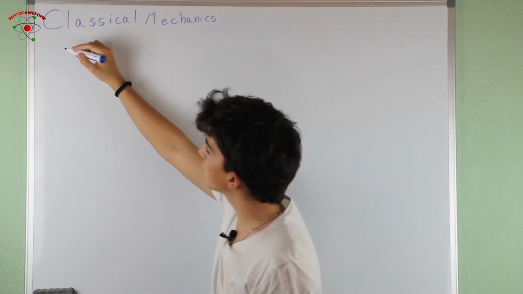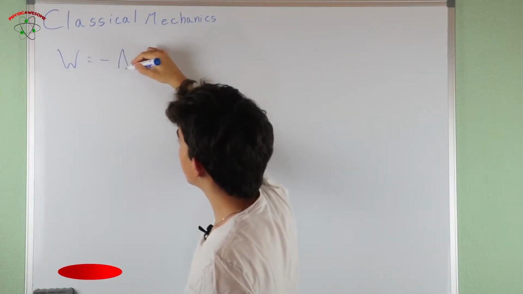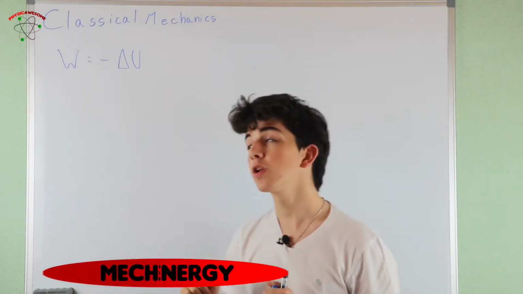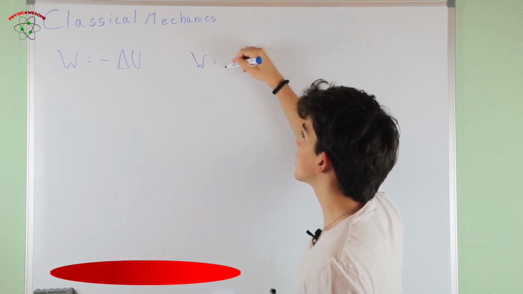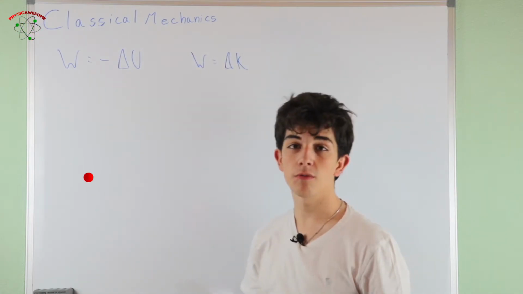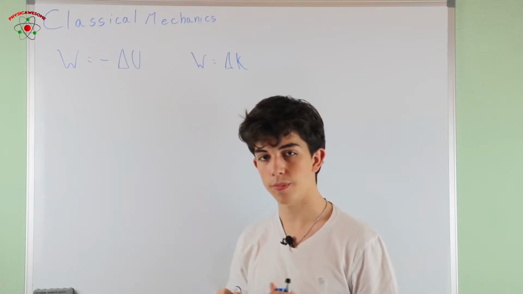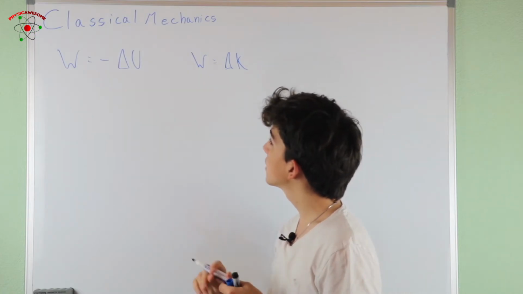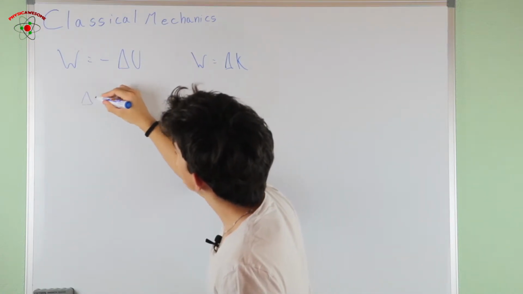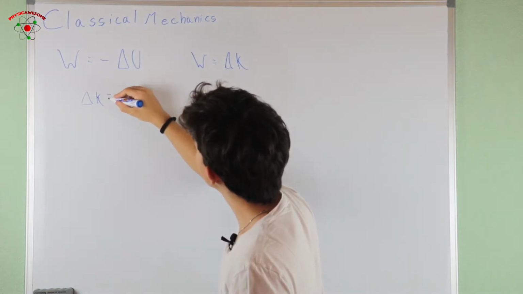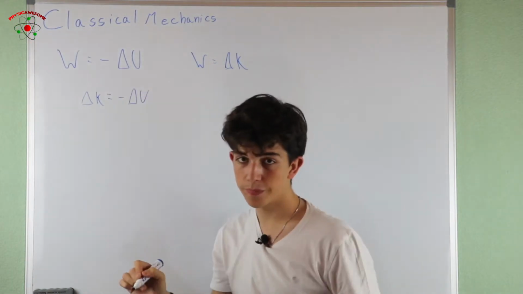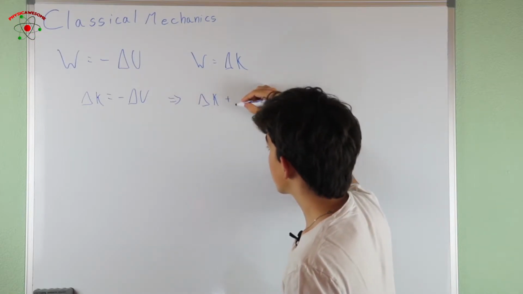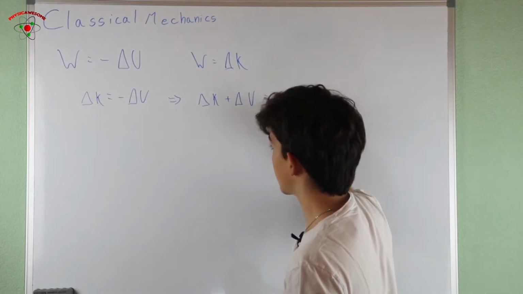So we have just found that work equals minus the change in potential energy. And from last time, we know that work equals the change of kinetic energy from the work-kinetic energy theorem. Therefore, equating both sides, what we find is that delta K equals minus delta U, and therefore delta K plus delta U equals 0.